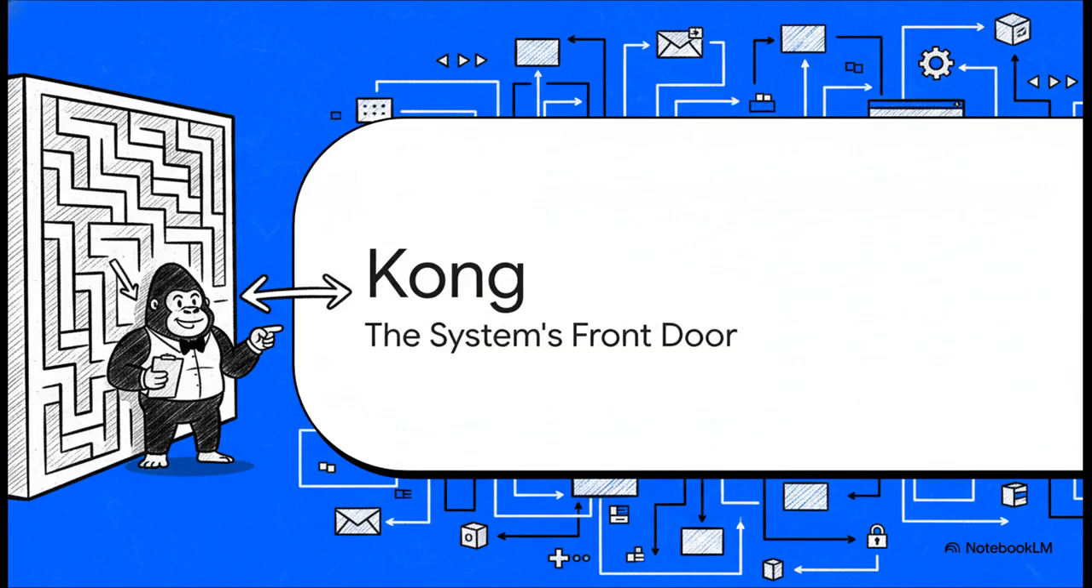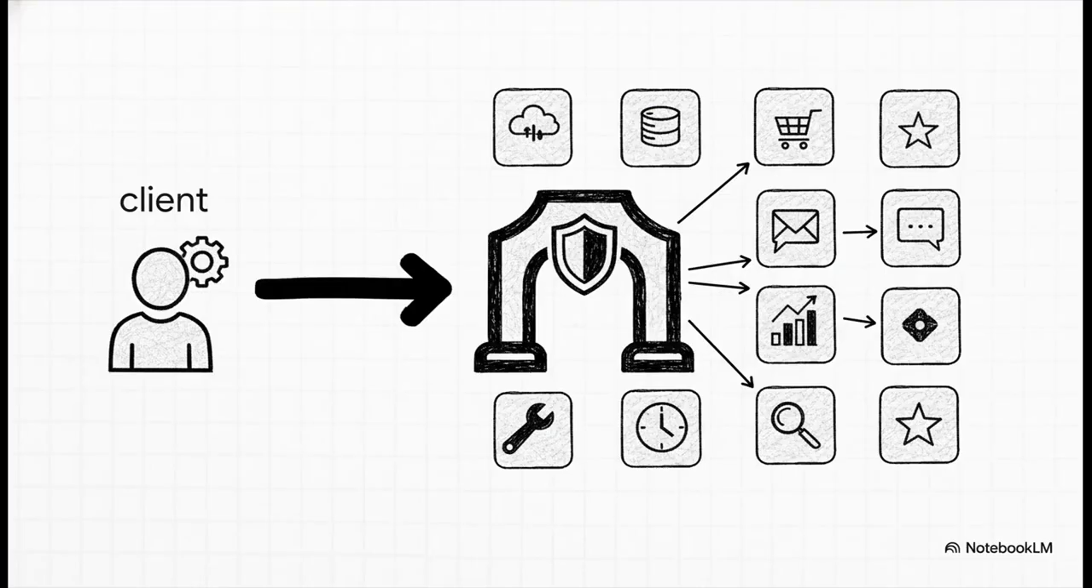So how do you fix this maze? You need a front door. You need a bouncer for your whole system, someone who checks IDs, knows who to let in, and knows exactly where they're supposed to go. And boom, look at that difference. This is what it looks like with an API gateway like Kong sitting out front. It's clean, it's simple. The client only needs to know one single address. From there, the gateway is smart enough to route every single request to the right internal service.